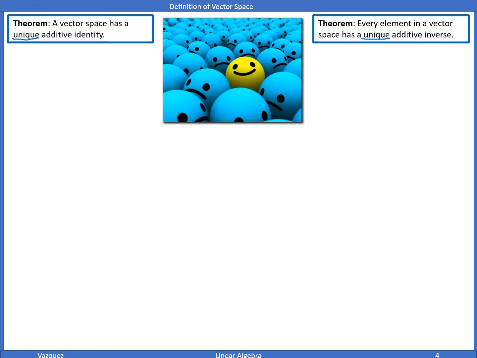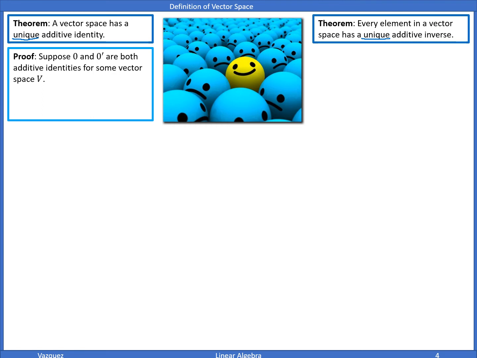And these, again, are really easy proofs. They're pretty straightforward. You can even see the little box. To prove that there's a unique additive identity in a vector space, we're going to suppose 0 and 0 prime are both additive identities for some vector space V. The way we show something's unique is get two of them and show that they're actually the same one.